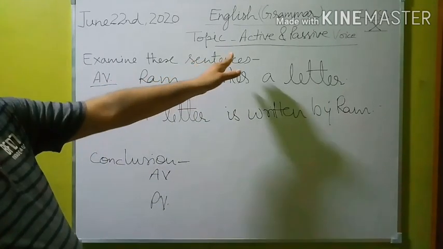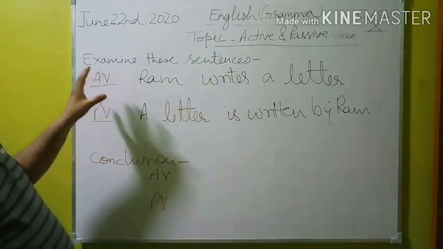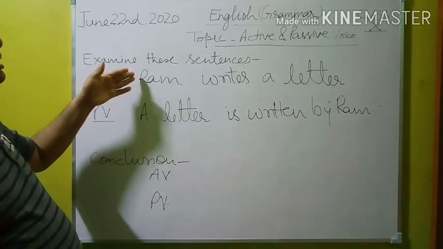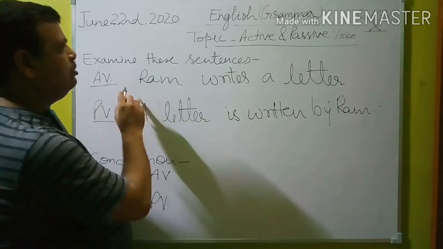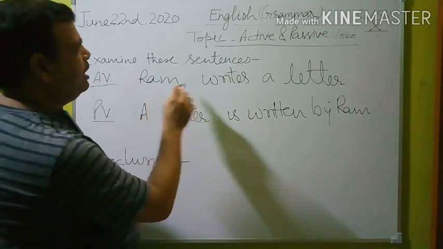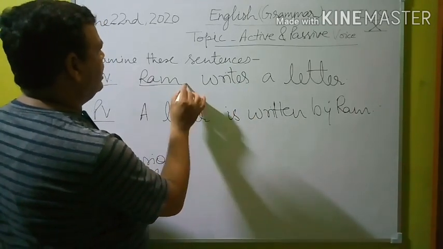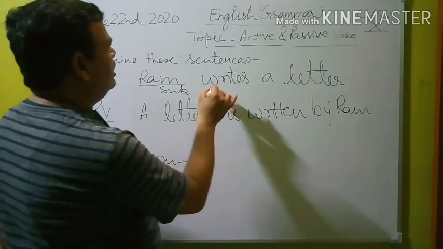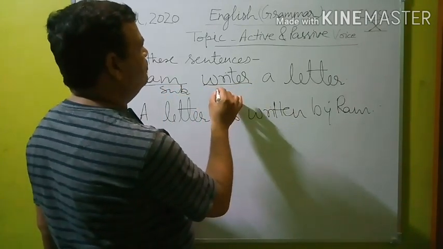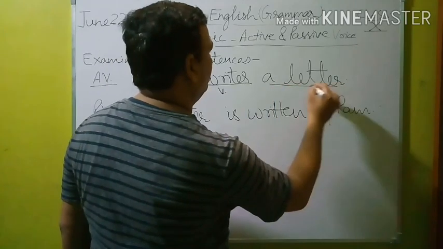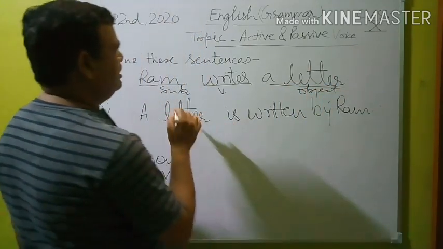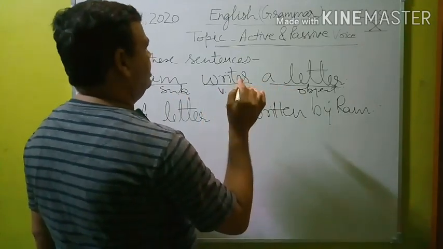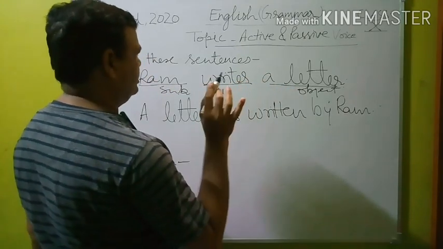In order to understand what active voice and what passive voice is, it is very important to understand the two sentences written here. According to the first sentence, which is in active voice, it is said Ram writes a letter. In this sentence, Ram is used as subject, write is used as a verb, and a letter is the object of the sentence. This is the normal structure of a sentence: subject, verb, object. In active voice, we follow this structure.